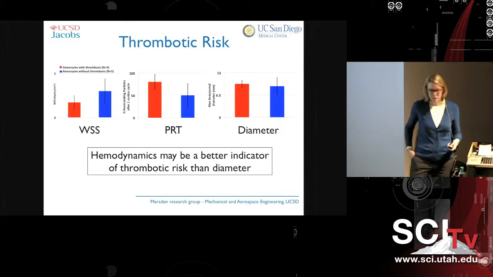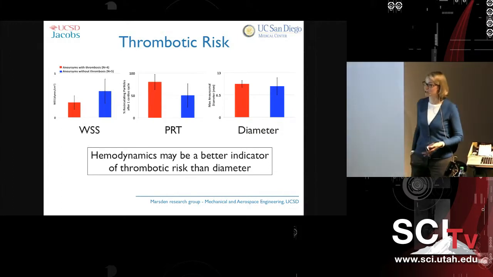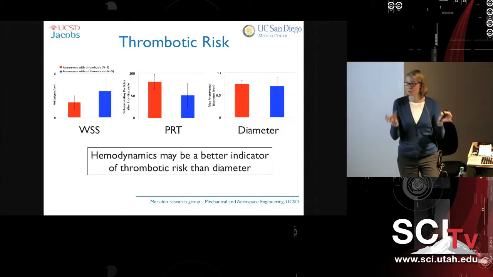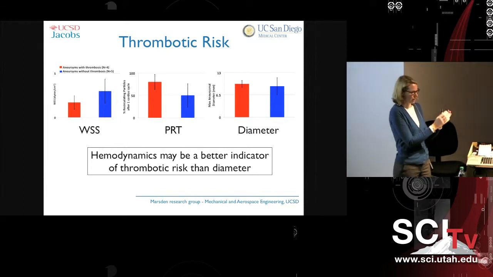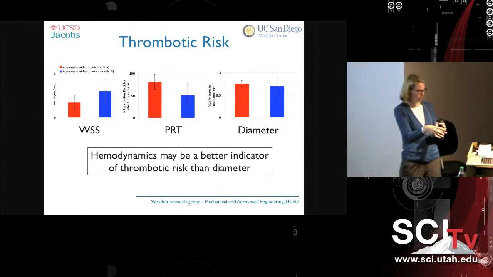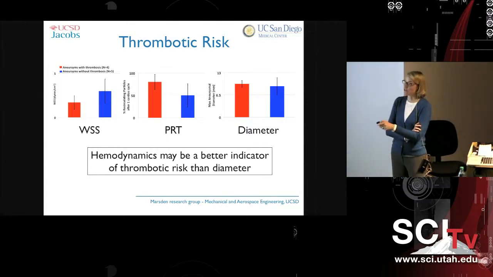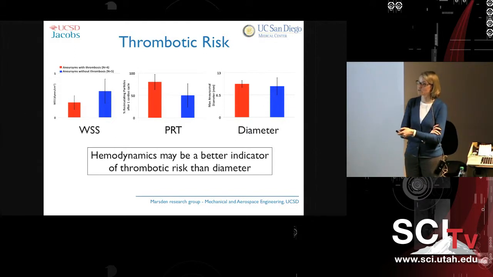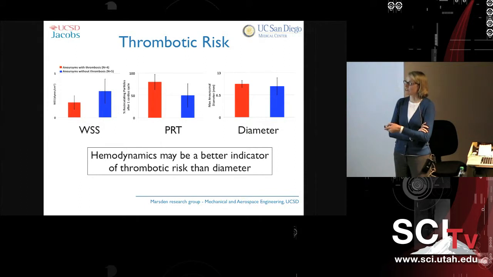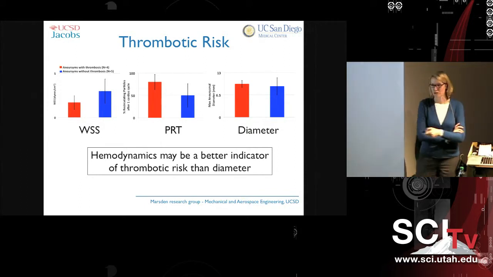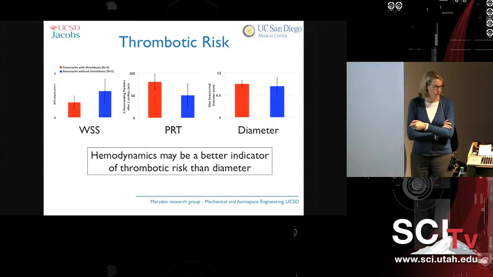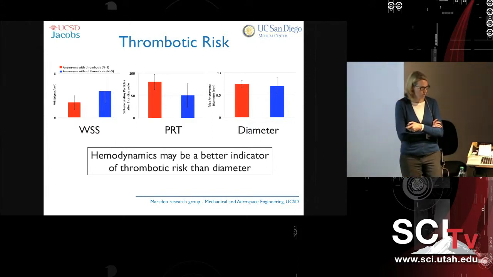What I think is more surprising or more interesting to us from a clinical point of view is when we divide the patients into those with aneurysms who went on to develop thrombosis and those with aneurysms who didn't develop thrombosis. And there we look at differences in wall shear stress, and we see reduced shear stress in those that developed thrombosis. We see elevated particle residence time, but the diameter is not very different. And this is the measure that clinicians are currently using to distinguish in risk between these patients.